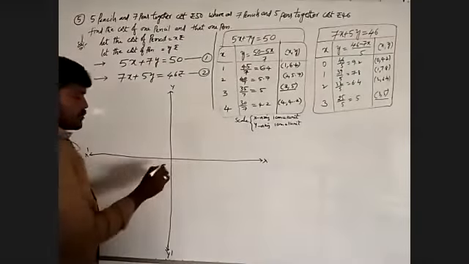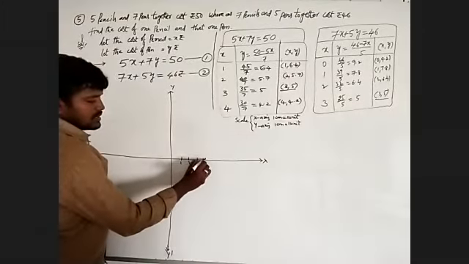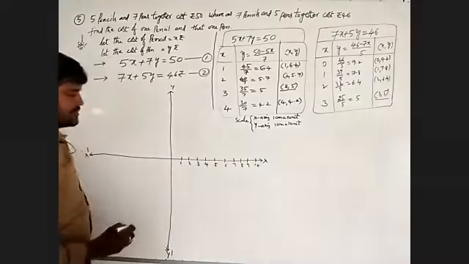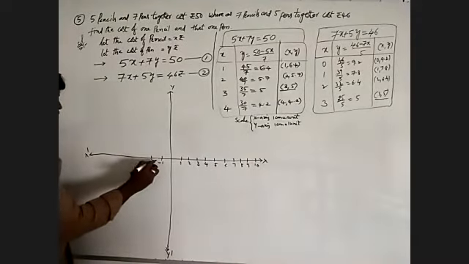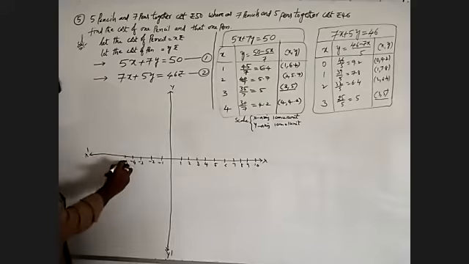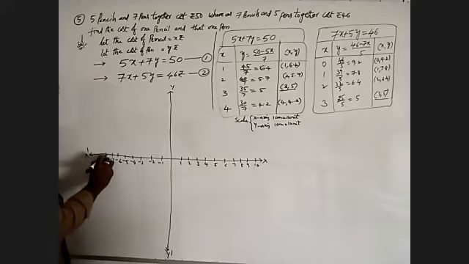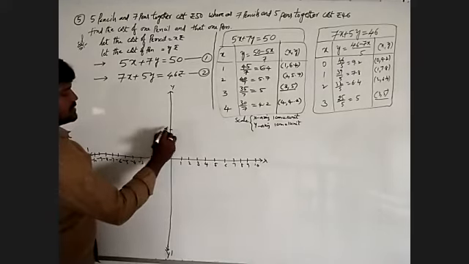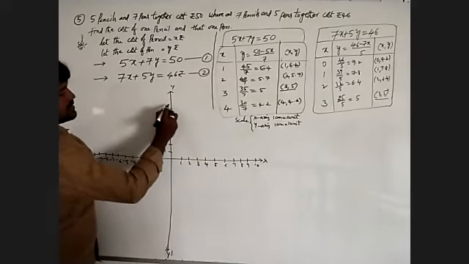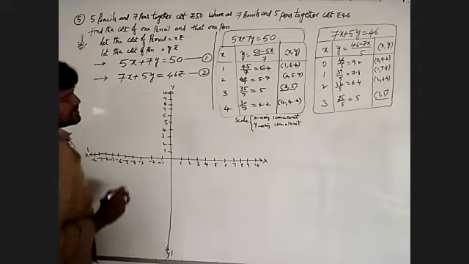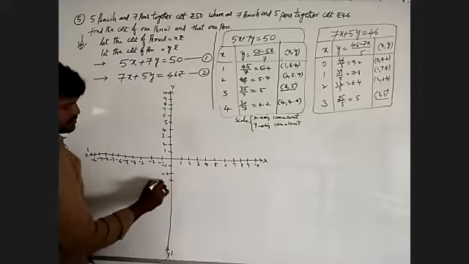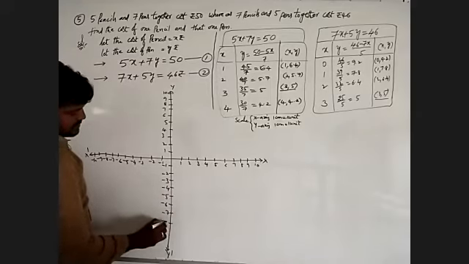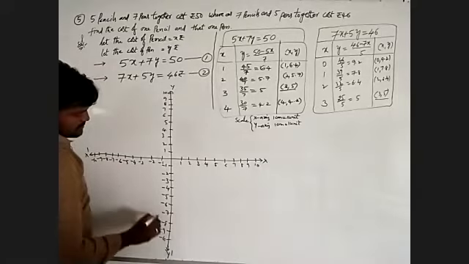We have to draw the points. On the x axis: 1, 2, 3, 4, 5, 6, 7, 8, 9, 10. Then we take the negative x axis: -1, -2, -3, -4, -5, -6, -7, -8, -9, and -10. How to take the y axis? 1, 2, 3, 4, 5, 6, 7, 8, 9, finally 10. -1, -2, -3, -4, -5, -6, -7, -8, -9, and -10.